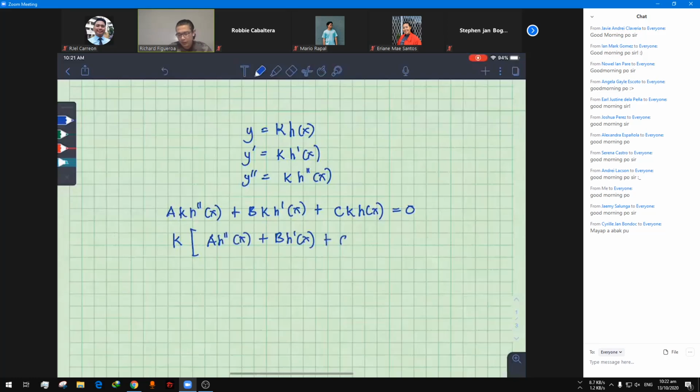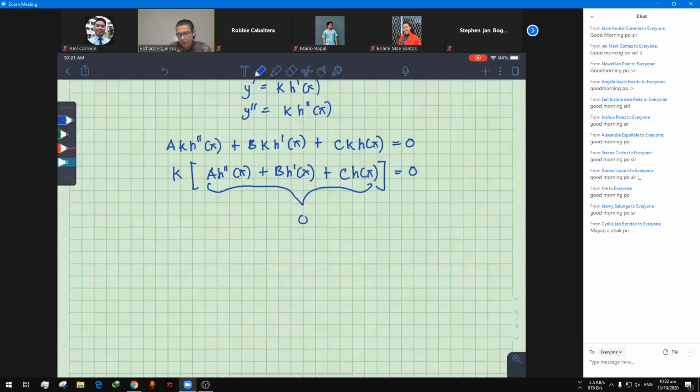Therefore, if we are given a solution and we multiply a constant to that solution, it is still a solution of the differential equation. As long as we multiply a constant to a solution of a differential equation, it is still a solution of the differential equation.